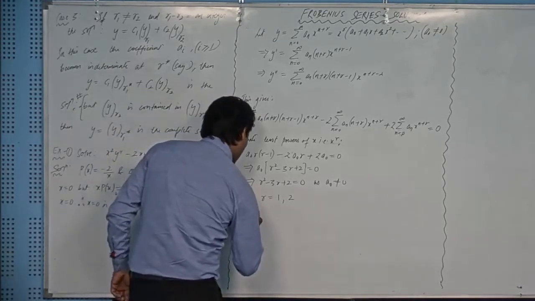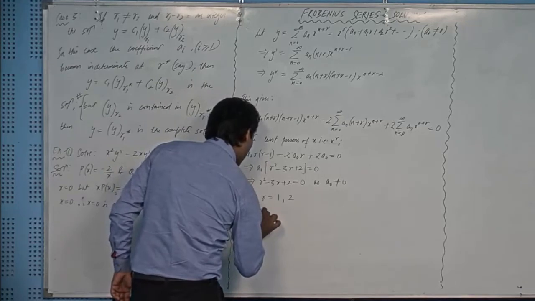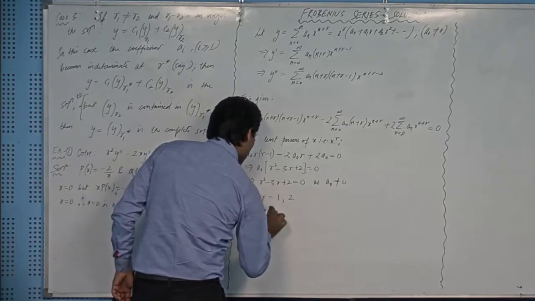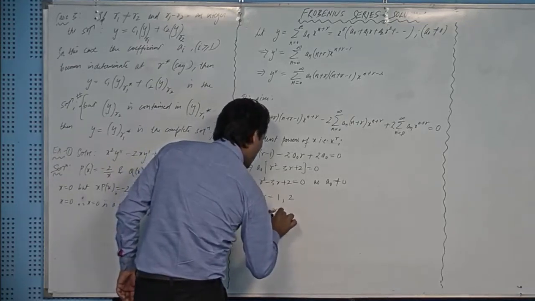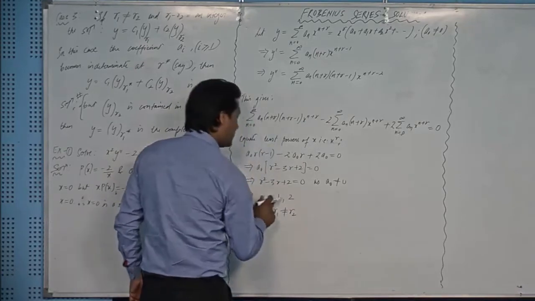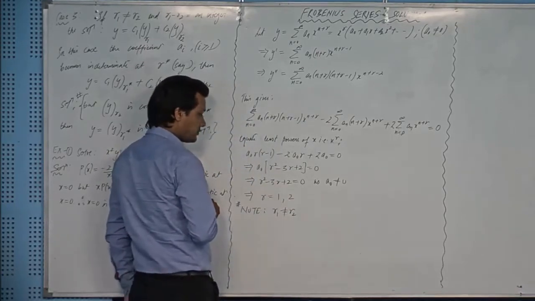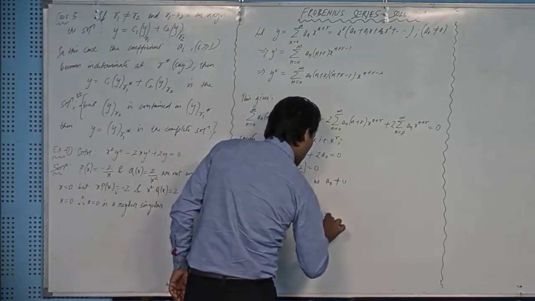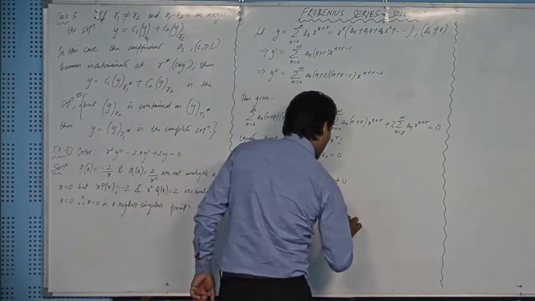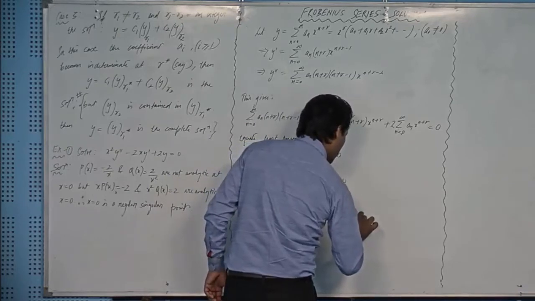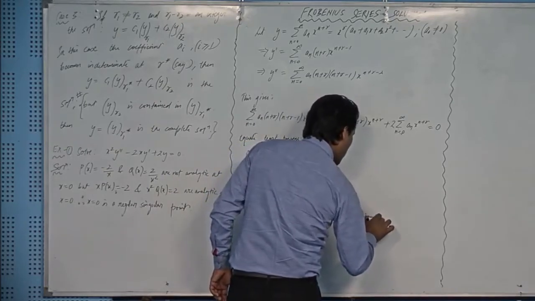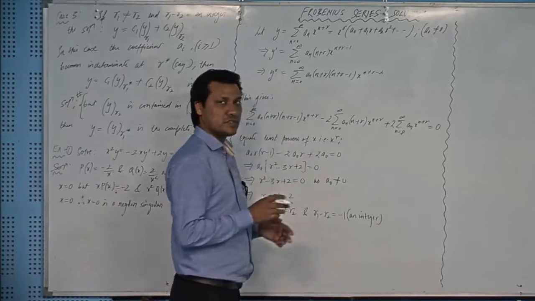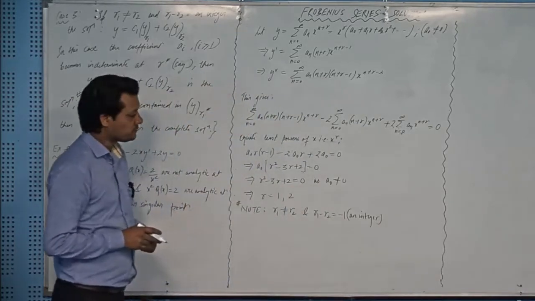This is a check step, and I will put a note here. Note, R1 is not equal to R2. It means that they both are different, right? And they are differing by an integer. R1 minus R2 is equal to how much? You see that minus 1, an integer, right? So it indicates that I have to follow case number 3, this case, right?